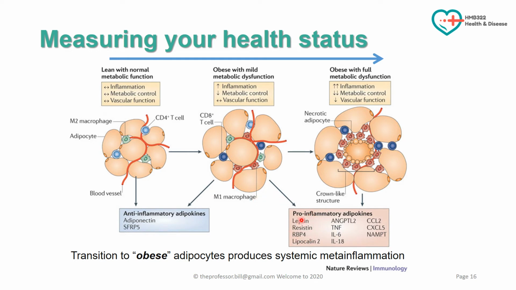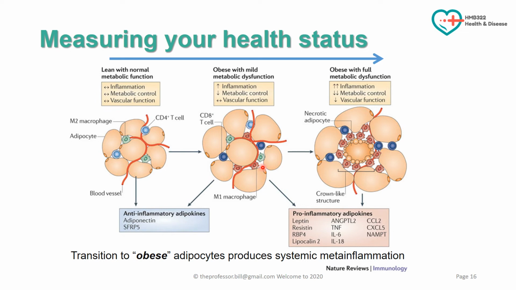The molecules are different now as it transitions more and more toward the right. And we also see a shift. We no longer see CD4 positive T cells. We get a shift over to the CD8 positive T cells. There are different types of immune cells that are being attracted. And the macrophages have also changed their phenotype. So we get a transition into the M1 macrophage. And we don't see very many of the M2 over time. So more and more of the M1.